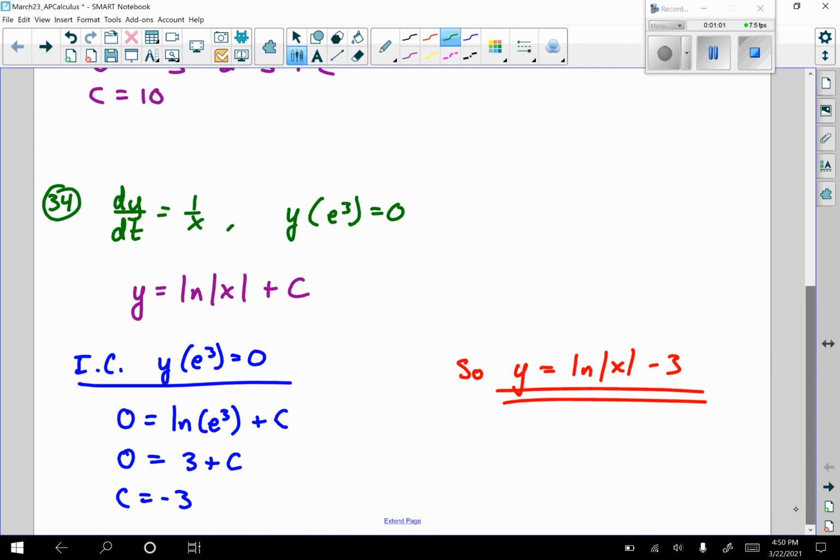Now for 34, we have to be a little clever here. dy over dt is equal to 1 over x. So anytime we're looking at the antiderivative of 1 over x, it's the natural log of the absolute value of x, and then in this case, plus c.